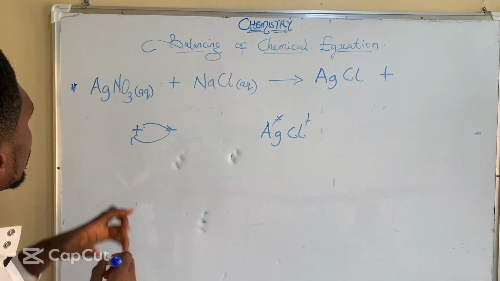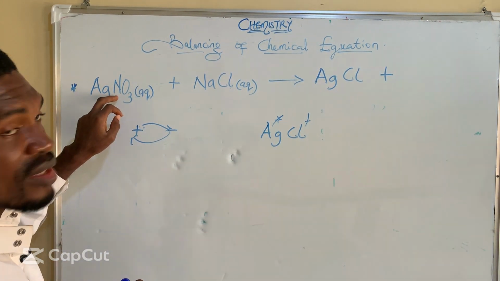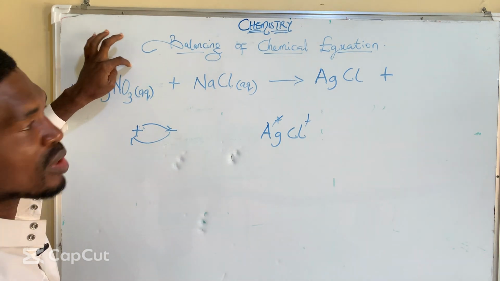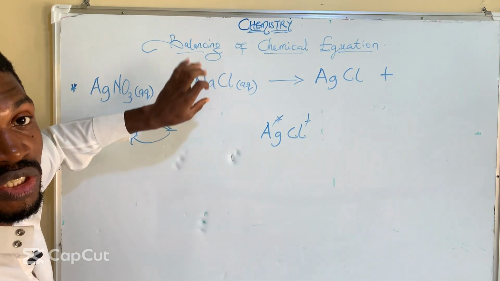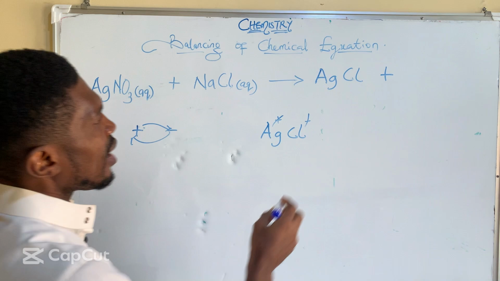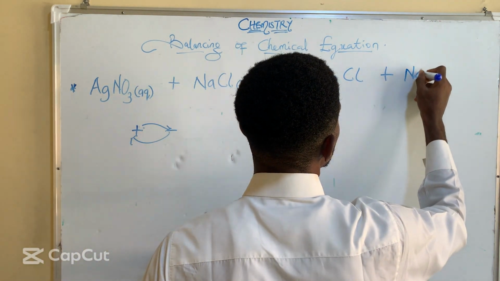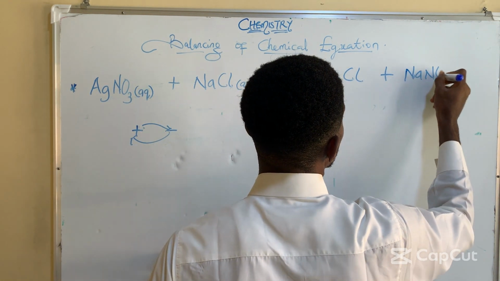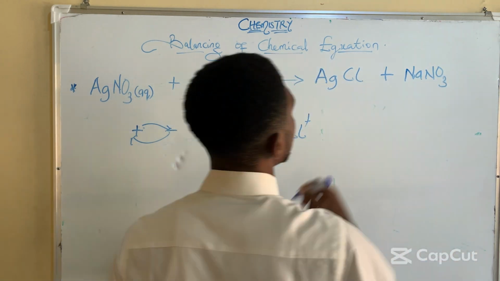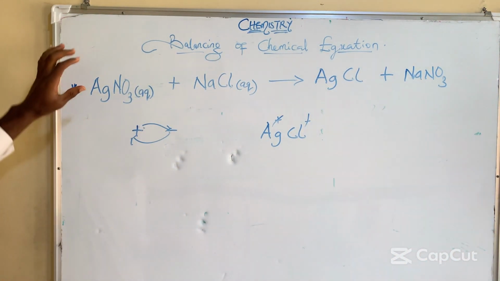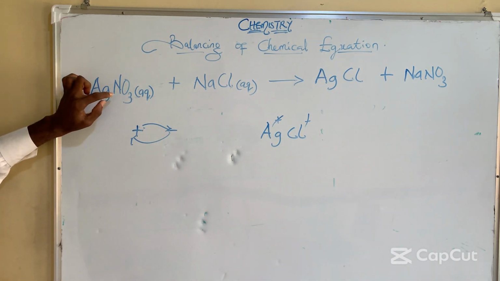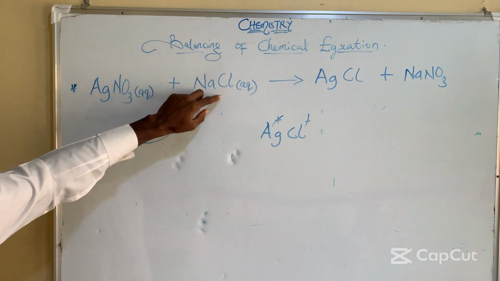The next one is having NO3. NO3 is -1. And we also have what? Sodium, which is what? Positive. So we have sodium trioxonitrate. So this is silver trioxonitrate, and this is sodium chloride.